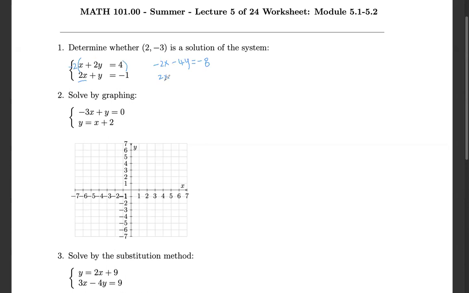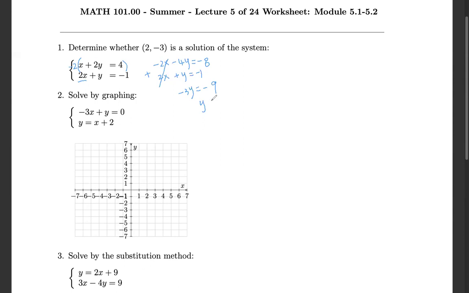Now let's rewrite the second equation, 2x plus y equals negative 1. So we want to eliminate x. So we want to add. So when we add those two, we get 0. That's how we eliminate one variable. So negative 4y plus y, that's negative 3y. Negative 8 plus negative 1, negative 9.